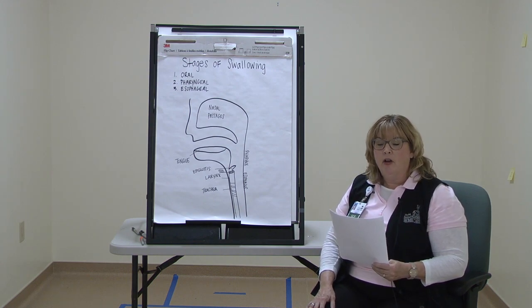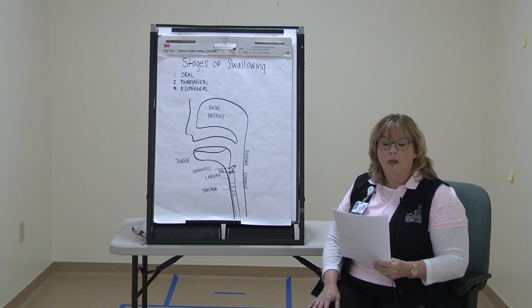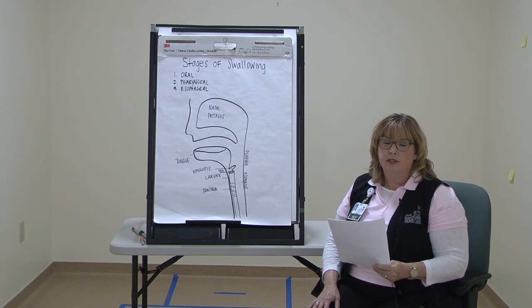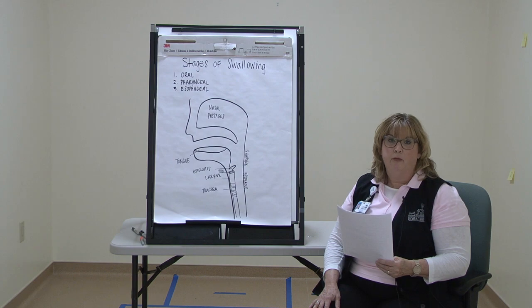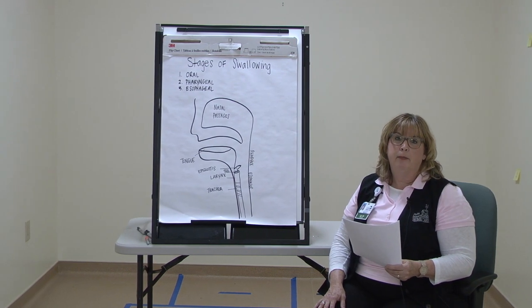Today we're going to talk to you about the anatomy of your swallowing. There are 3 stages of the swallowing mechanism: the oral stage, the pharyngeal stage, and the esophageal stage. Now, swallowing is a very complicated process, so we're going to draw a diagram for you to show you exactly what happens when you swallow.